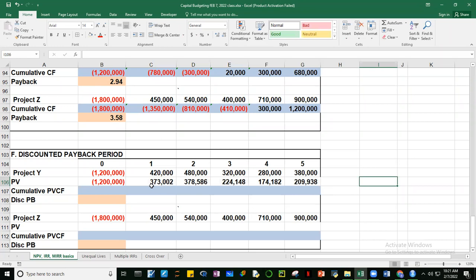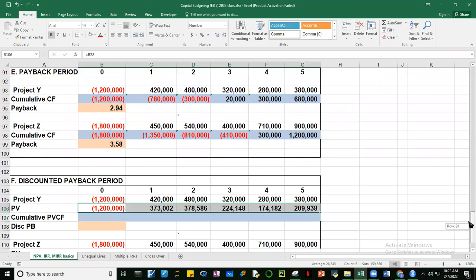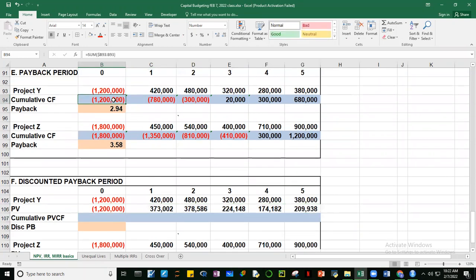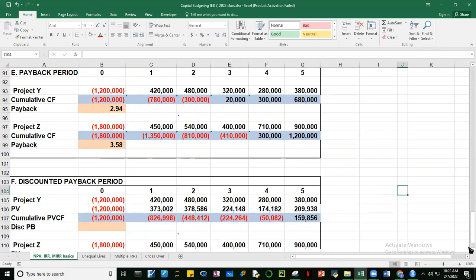Okay, di ba na-complete na natin itong mga present values? Okay, and then this is the one that we're going to use. Ang gagamitin natin na accumulate yung mga present values. Okay, so let me just copy this, kasi itong formula to, naka-base lang sa taas. Control C, Control V. Okay, and then get the cumulative cash flows.